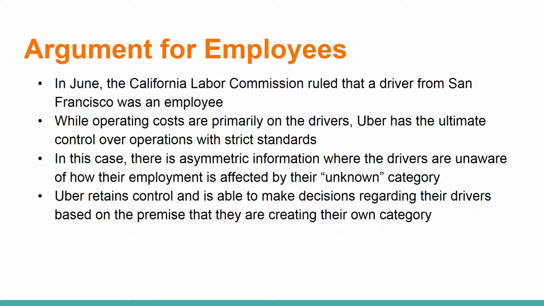They also control how they should act with passengers and reserve the right to, quote, deactivate their accounts, which is essentially firing. In this case, there's asymmetric information where the drivers are unaware of how their employment is affected by this unknown category. Uber retains control and is able to make decisions regarding the drivers based on the premise that they are creating their own category.